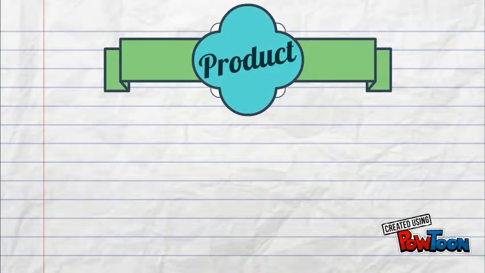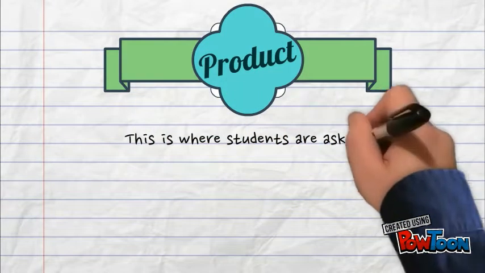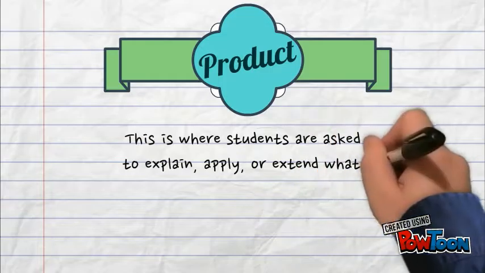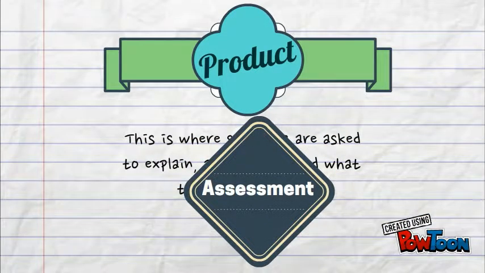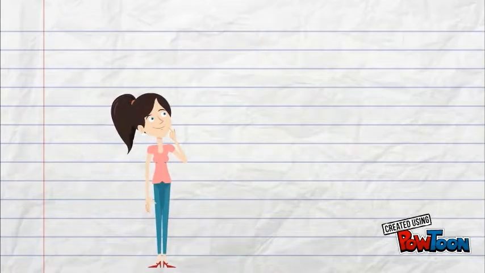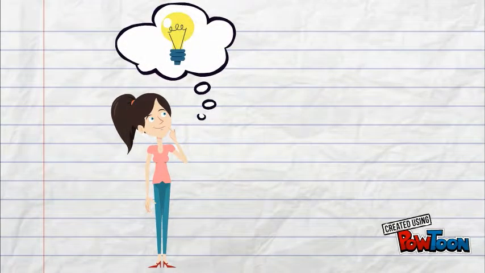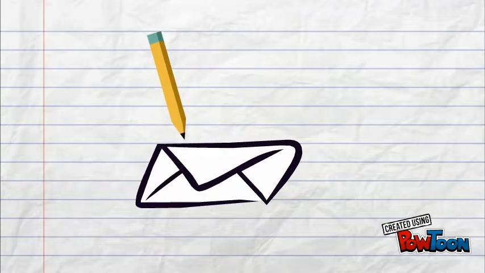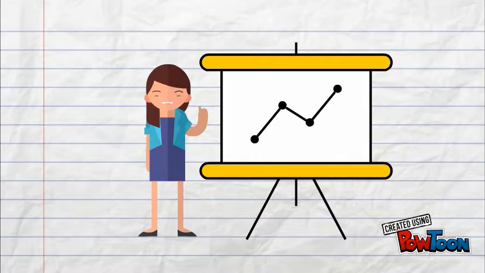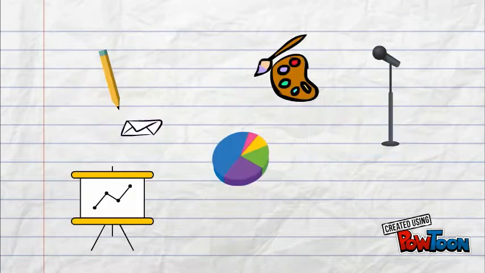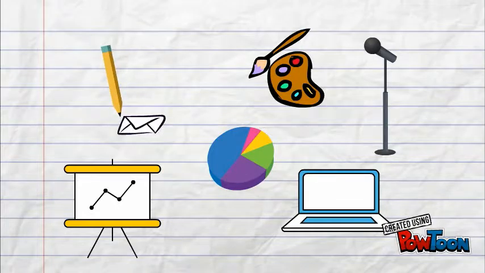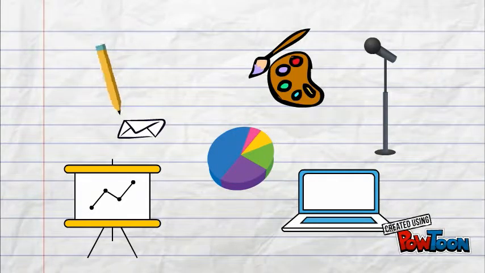The next element is product. This is where students are asked to explain, apply, or extend what they have learned. Essentially, assessment. Students should be given options and choices of how they want to demonstrate what they have learned. Some students may want to write a letter, while others prefer to give a presentation. Some may best express what they have learned through the arts. Students can be encouraged to create their own product assignments as long as they contain all the required elements.